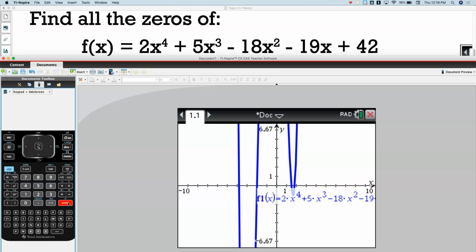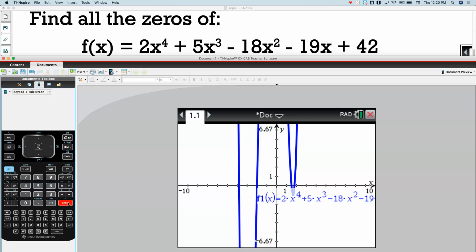With me on that? Or if you're on Desmos, you got something that looks like that. Yes, no, maybe? Okay? Love it.